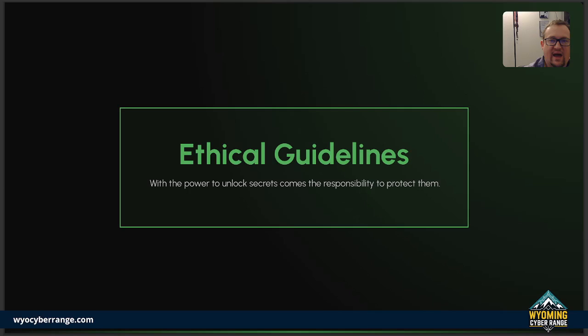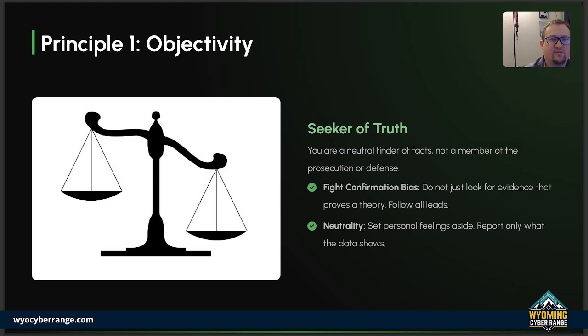All right. With the power to unlock secrets comes the responsibility to protect them. Your ethics are what makes evidence trustworthy. So you have to have a trustworthy backstory for yourself. You are the seeker of truth. So, principle 1 for your ethical guidelines: objectivity. You are the seeker of truth and a neutral finder of facts. You need to fight any confirmation bias. You're not going to look for evidence to prove your theory. You're going to follow all the leads, and the leads are what's going to prove the story.